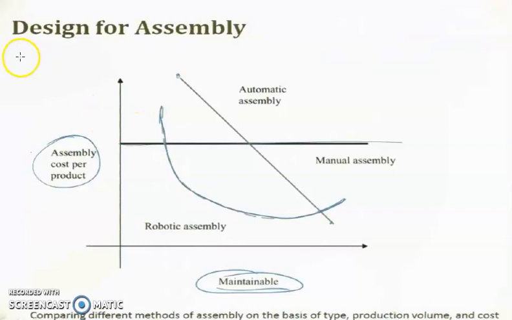Now, what is the assembly cost per product if you are considering the different processes of assembly, which are automatic assembly, manual assembly and robotic assembly? As you can see, in manual assembly the assembly cost per product is constant, while in automatic assembly, as your maintenance is going to be high, the automatic assembly cost is going to decrease, and robotic assembly is vice versa.